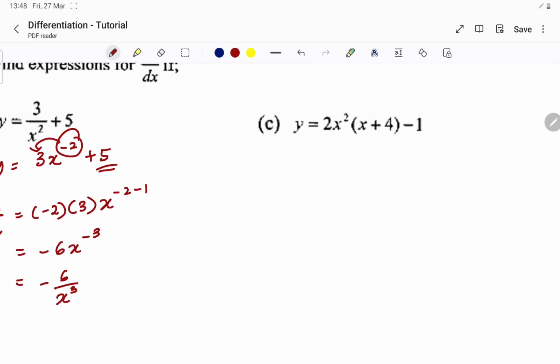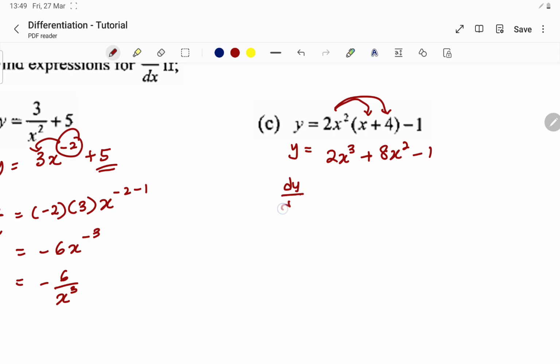Okay, so proceed to question C. For question C also similar. When we have terms like this, if you see a bracket, it means this multiplies this and multiplies this. So when you want to differentiate, you have to expand everything first. So 2x squared multiplied by x is 2x cubed, 2x squared multiplied by 4 becomes 8x squared, and then minus 5. So this is your y. Make sure you expand first, then you differentiate.